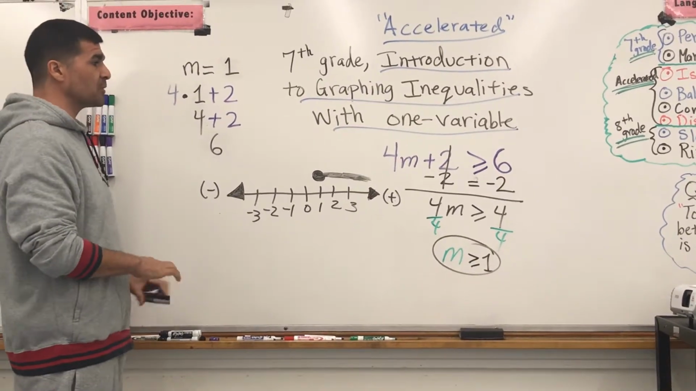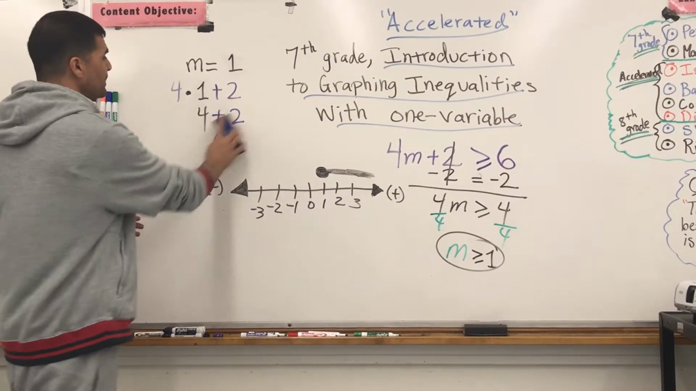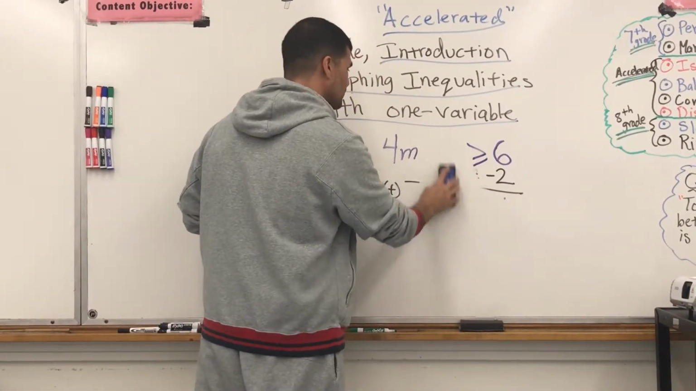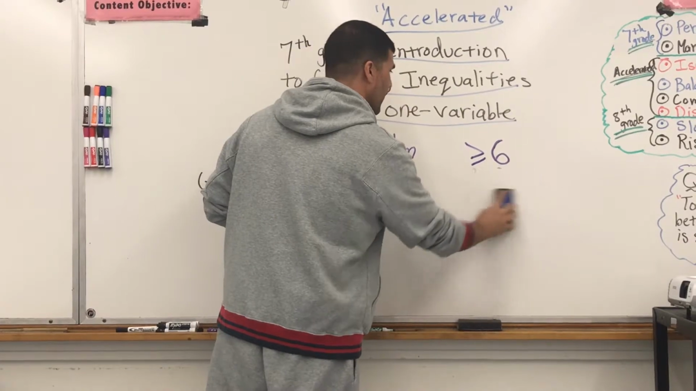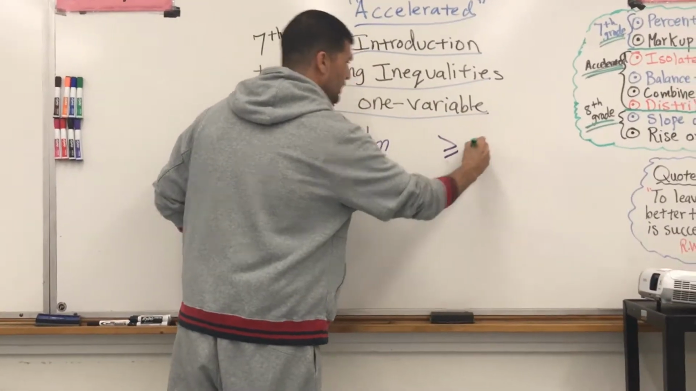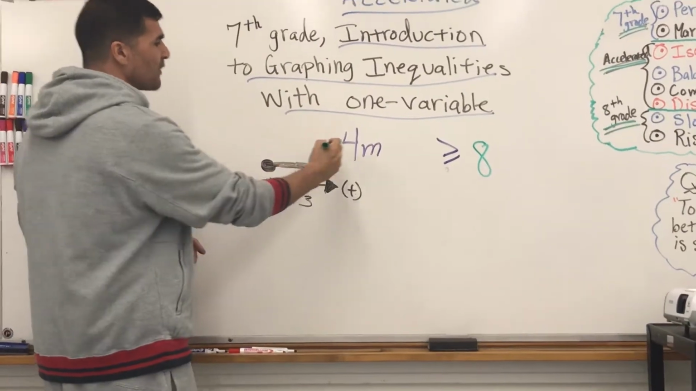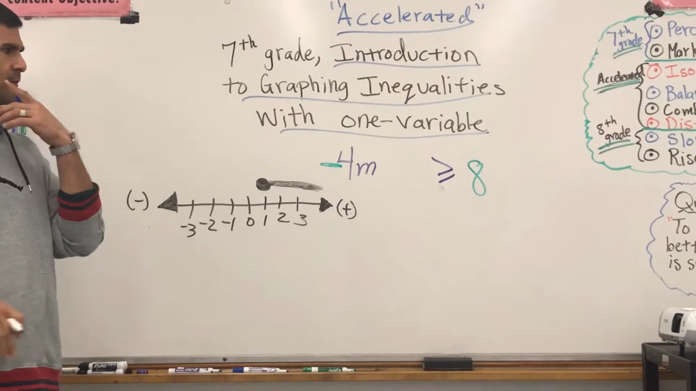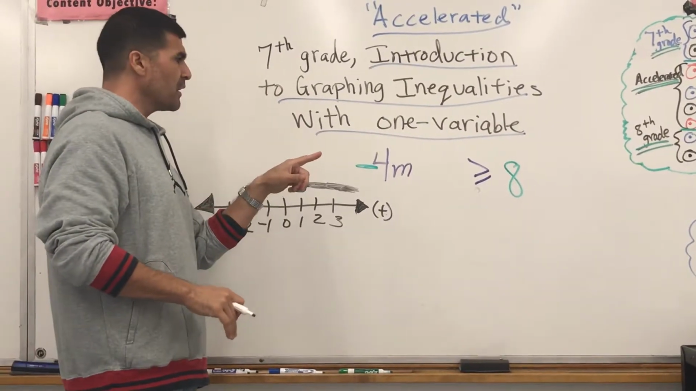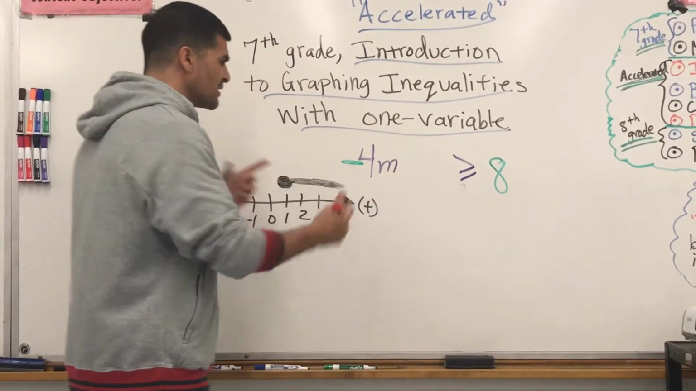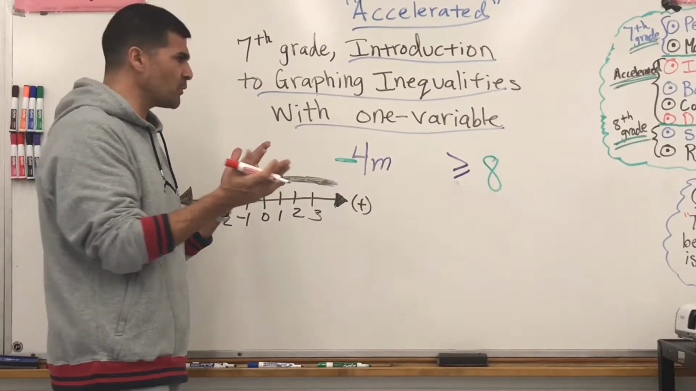But I want to show you guys something pretty interesting. What happens if I have a really simple inequality? What happens if I just have 4m has to be greater than 8? You're probably thinking, well, this is easy, right? But what happens if I make it a negative 4 instead? Now you're probably thinking, wait a minute. The only way that this is going to be greater than or equal to 8, because if I have a positive number, let's see what happens.